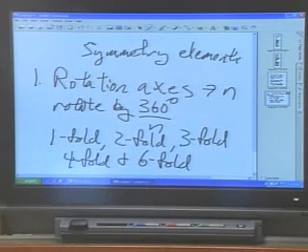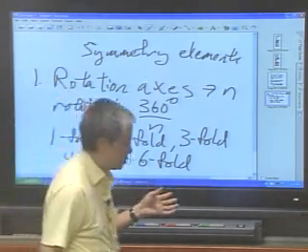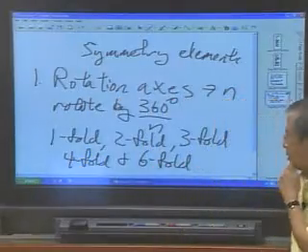Why only these 5? Well, it turns out you can't have a 5-fold or anything higher than a 6-fold because it's inconsistent with translational symmetry. Now you might say, well, didn't we agree we're going to ignore translational symmetry? Yes, we are, but we're still describing a crystal, and a crystal has to have translational symmetry. So there's no way you can have a rotational symmetry inconsistent with translational symmetry. And only these 5 exist.